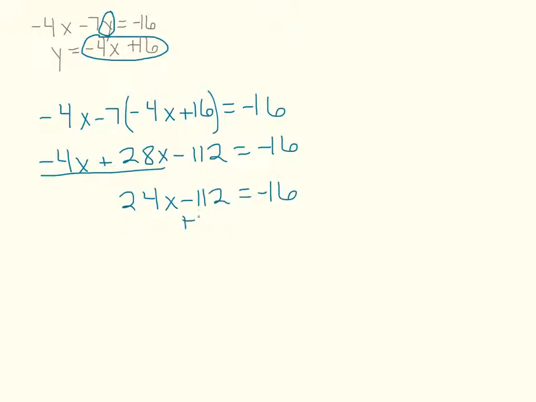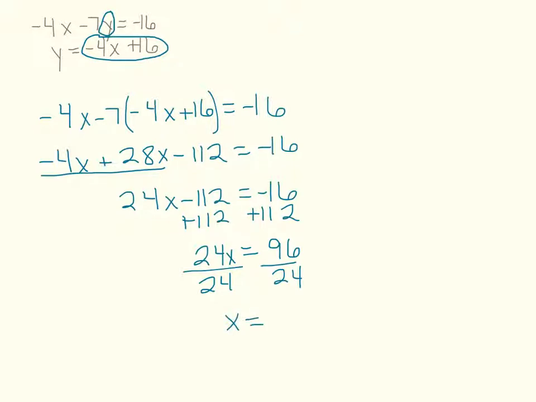Then we can add 112 to each side. So we get 24x equals 96. Divide by 24. And we get x equals 4. Alright, now let's plug this in to one of our original equations so that we can find what y equals. I'm going to go with this one right here.